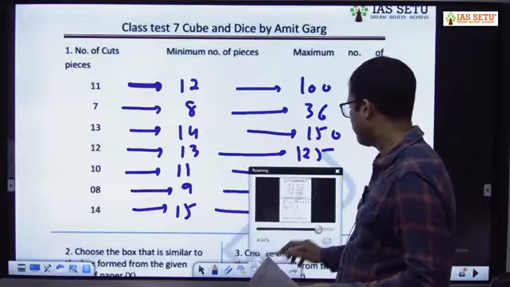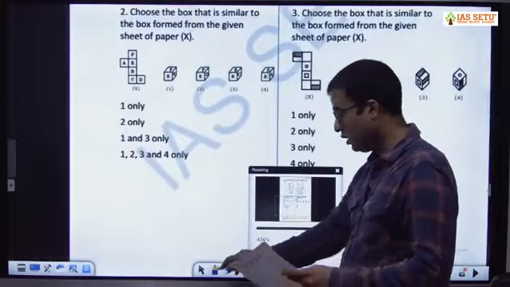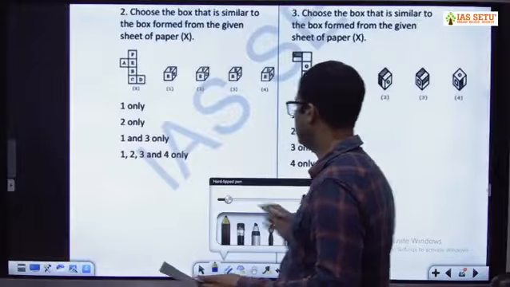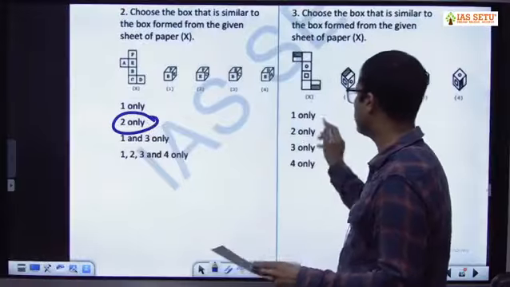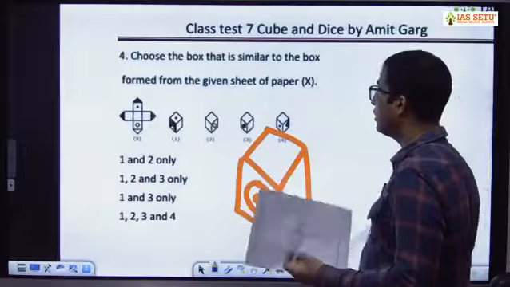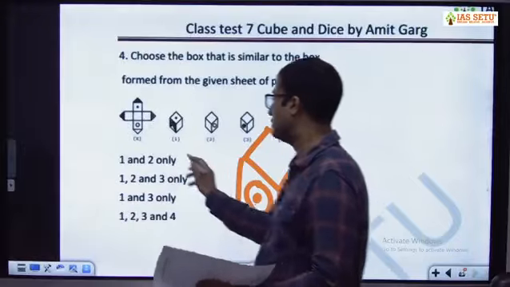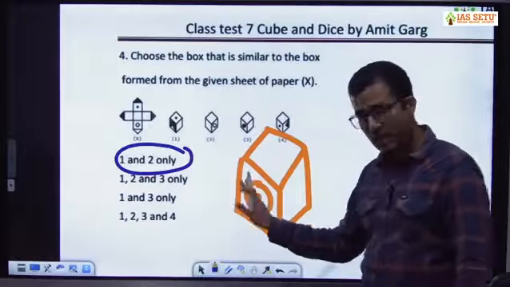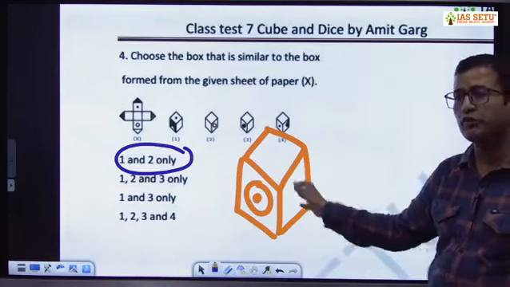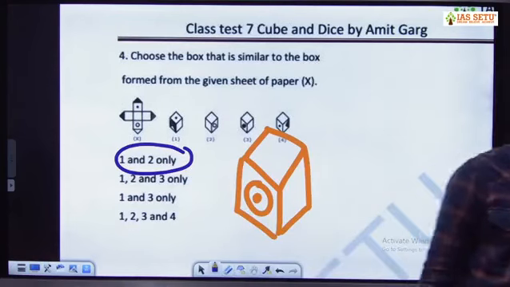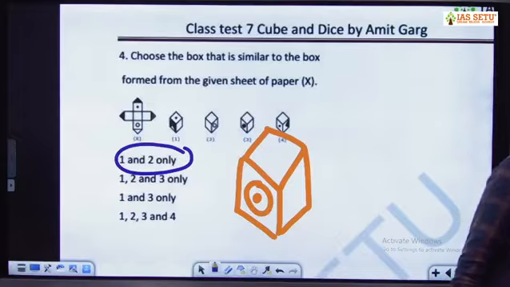Okay, question number 2, your answer is B, 2 only. Question number 3, answer is 1 only. Question number 4, your answer is 1 and 2 only. I will take question number 2, 3, 4. If you have doubt in cuts and pieces, you can ask. I will discuss question number 2, 3, 4.